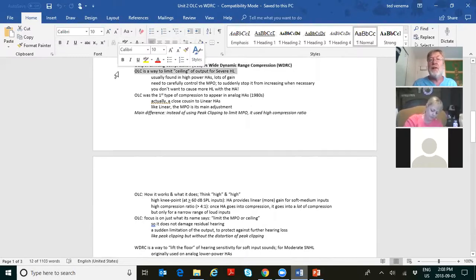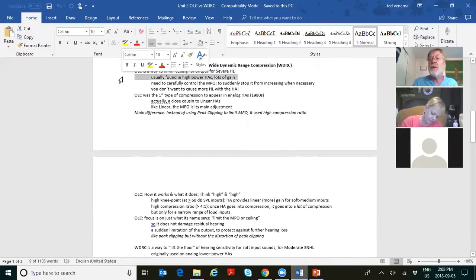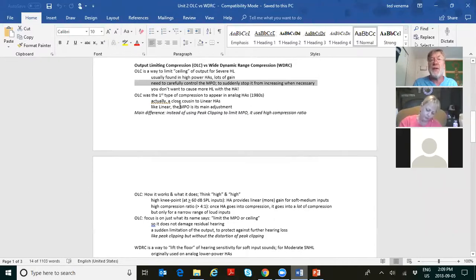OLC is a way to limit the ceiling of output for severe hearing loss, usually found in high-power hearing aids with lots of gain. You need to carefully control the MPO to suddenly stop it from increasing whenever necessary. You don't want to cause more hearing loss with the hearing aid. OLC was the first type of compression to appear in analog hearing aids. It came out in the 1980s.